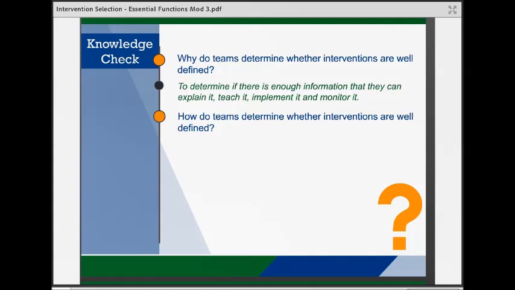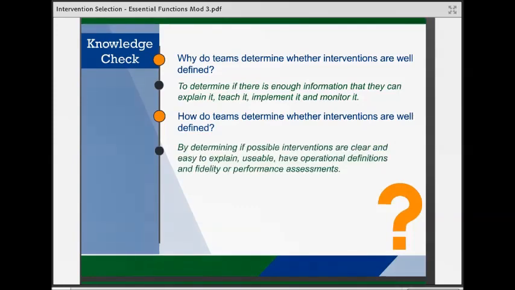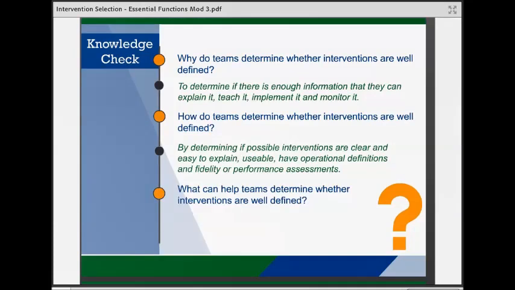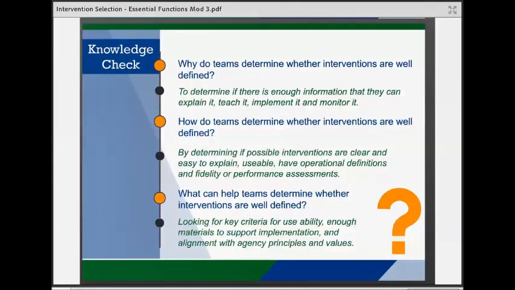How do teams determine whether interventions are well-defined? By determining if possible interventions are clear and easy to explain, usable, have operational definitions, and fidelity or performance assessments. What can help teams determine whether interventions are well-defined? By looking for key criteria for usability, enough materials to support implementation, and alignment with agency principles and values.